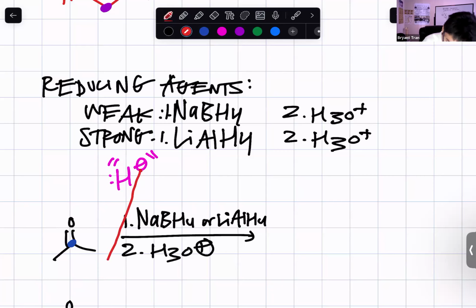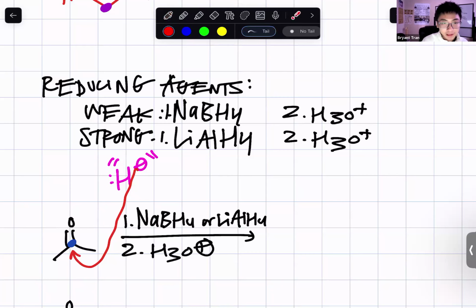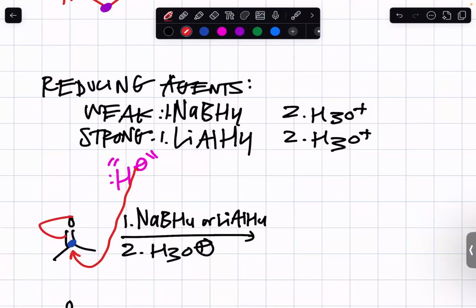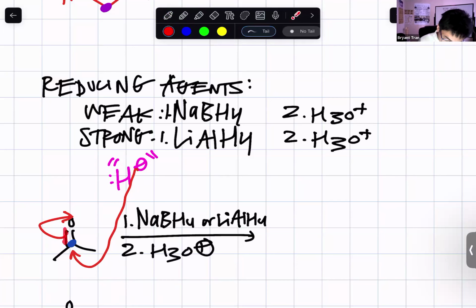So this H minus here is going to attack that carbonyl carbon. But that's going to break the octet rule because we're trying to make a bond between this carbon and hydrogen. So do you know how we can conserve the octet rule? You move the double bond to the O. Yeah, we pop the double bond onto the oxygen, where one bond represents 2 electrons. So we're basically moving 2 electrons to that oxygen.